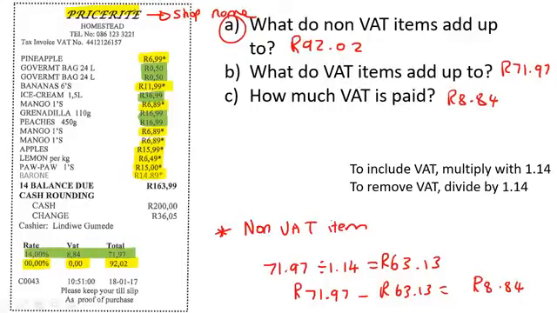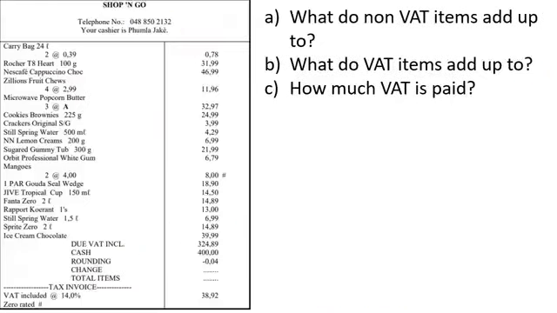Okay, so for the rest of this lesson, we're just going to look at a whole lot of different examples of till slips. So here's another one. The shop is called Shop and Go. That was the cashier's name. Here's their telephone number, and they are also using 14% VAT.